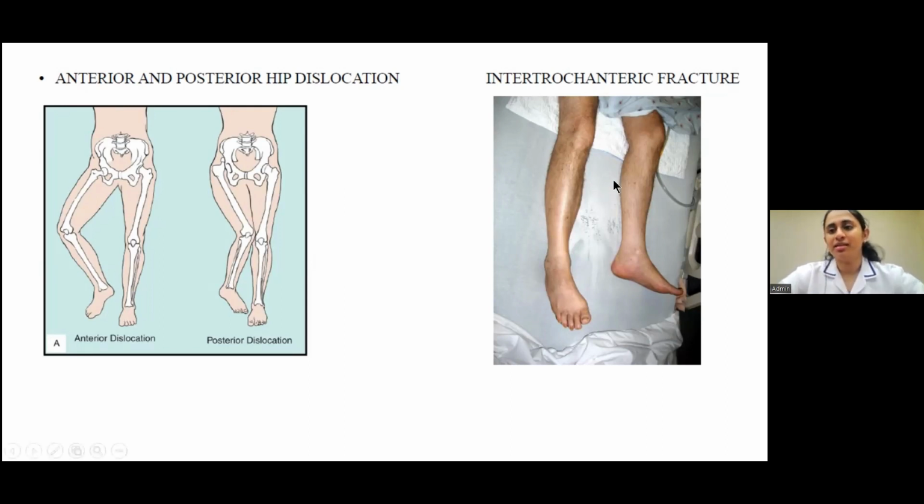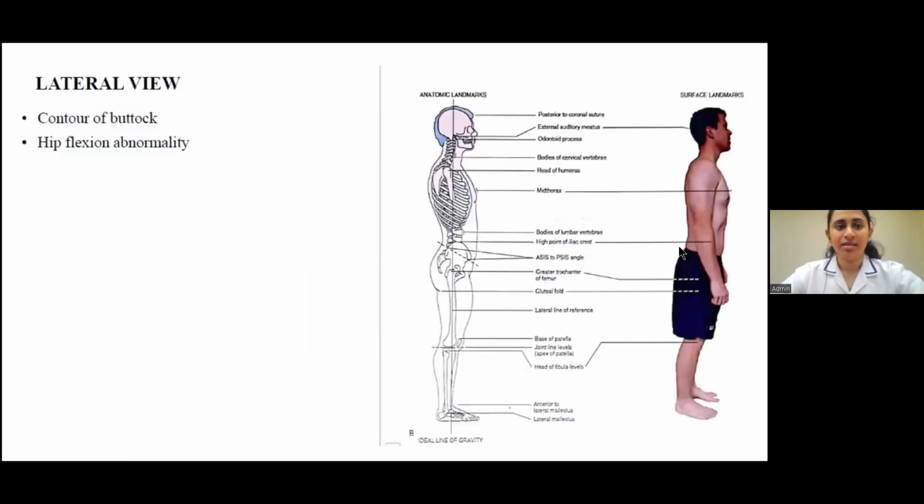If there is an intertrochanteric fracture, you see that the limb is going to be in a slight bit of external rotation as well. At the lateral view for postural evaluation, the contour of the buttock is noted. Of course, you are going to check if there is any hip flexion deformity or hip flexion abnormality as well.